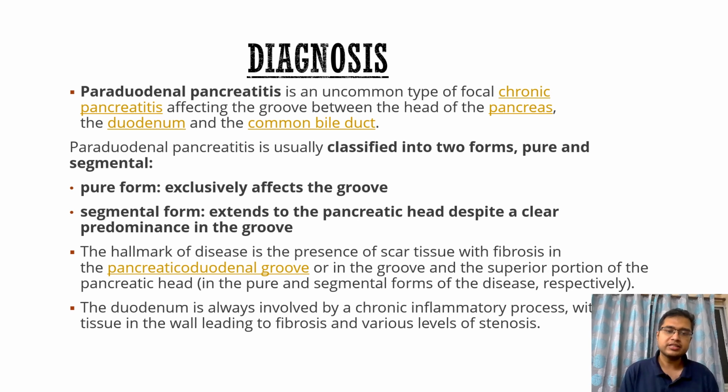So this was actually a segmental form where the head was also inflamed and bulky with some cystic changes. The hallmark of the disease is the presence of scar tissue with fibrosis in the pancreaticoduodenal groove, or in the groove and the superior portion of the pancreatic head. The duodenum is always involved by the chronic inflammatory process, scar tissue in the wall leading to fibrosis and various levels of stenosis. So you have to keep this particular entity also in mind as a cause of intestinal obstruction, that is paraduodenal pancreatitis or groove pancreatitis.